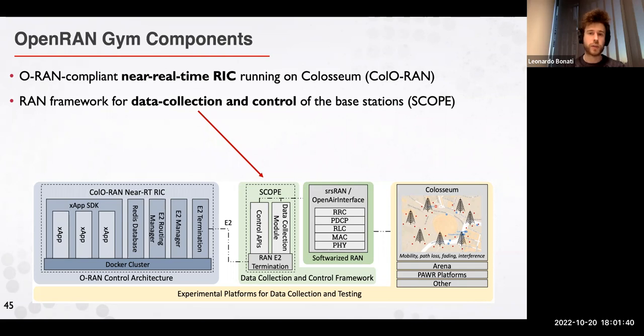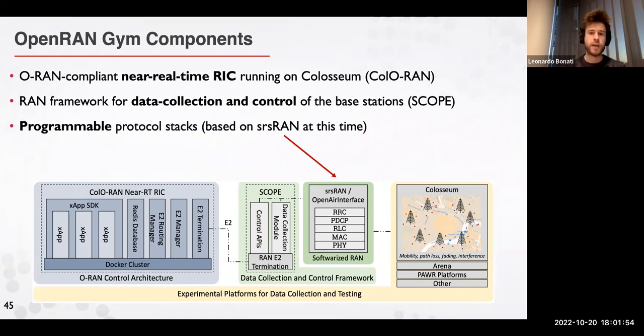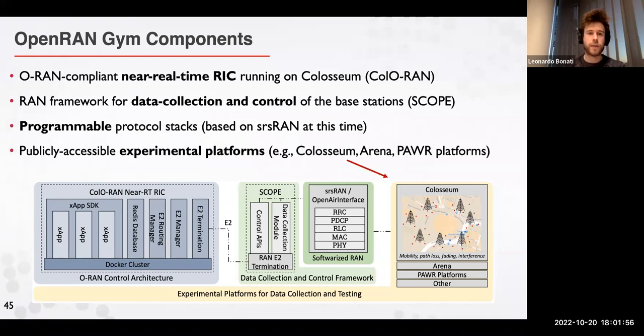And the SCOPE framework, which I will show in later slides, interfaces with these cellular stacks and can perform some control actions, so it can change their configuration, but can also send data to the RIC through the E2 interface that I was mentioning at the beginning of my presentation. And then we have our experimental platforms. So for example, the Colosseum testbed, but also Arena, which is another testbed that we have at Northeastern, or the POWDER platform, where we can actually use real radios to experiment and build prototypes in the Open RAN ecosystem.